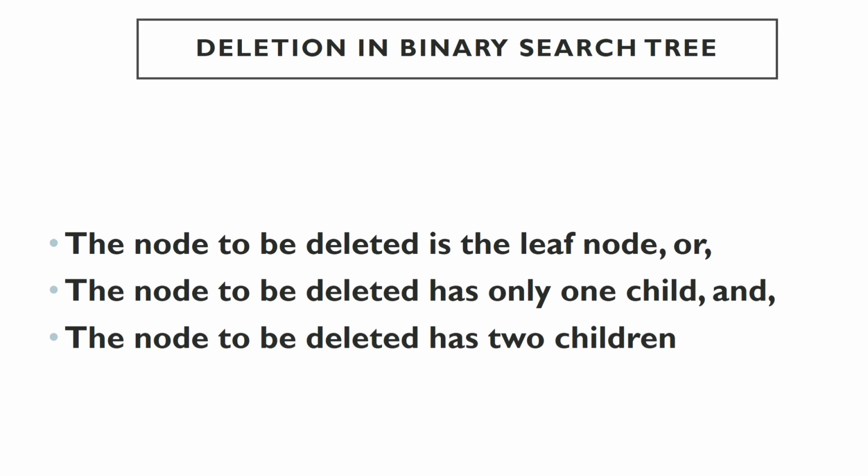Coming to deletion in a binary search tree. In a binary search tree, we must delete a node from the tree keeping in mind that the property of the binary search tree is not violated. To delete a node from a binary search tree, there are three possible situations: the node to be deleted is a leaf node, the node to be deleted has only one child, or the node to be deleted has two children.